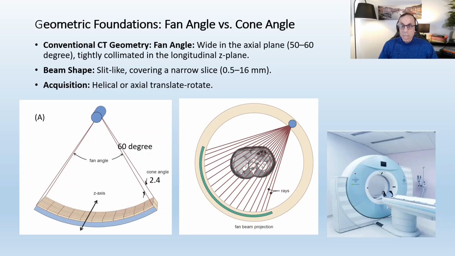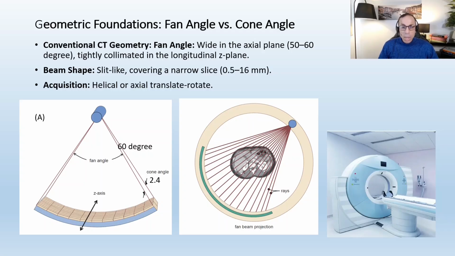Linac-based CBCT completely changes this paradigm. It features a cone beam geometry where the cone angle is significantly expanded in the longitudinal direction. And instead of imaging a single slice at a time, the cone beam encompasses an entire three-dimensional volume in a single gantry rotation.